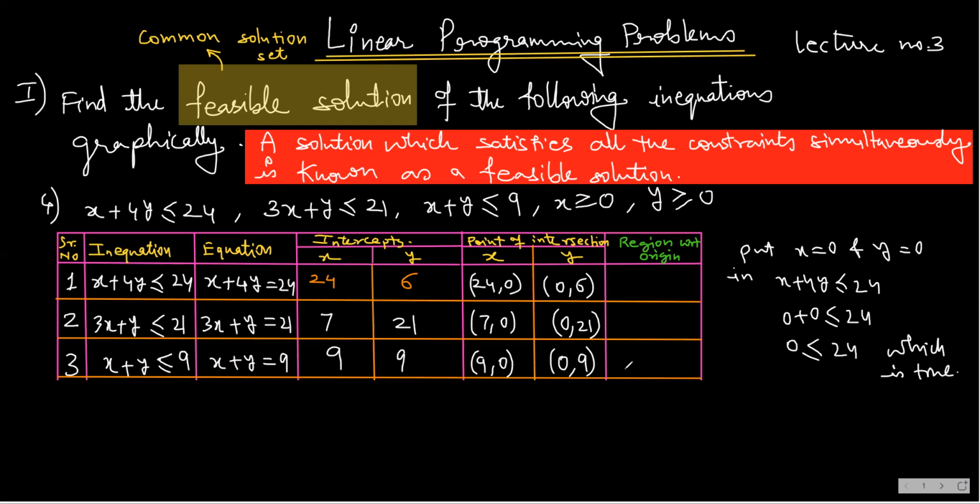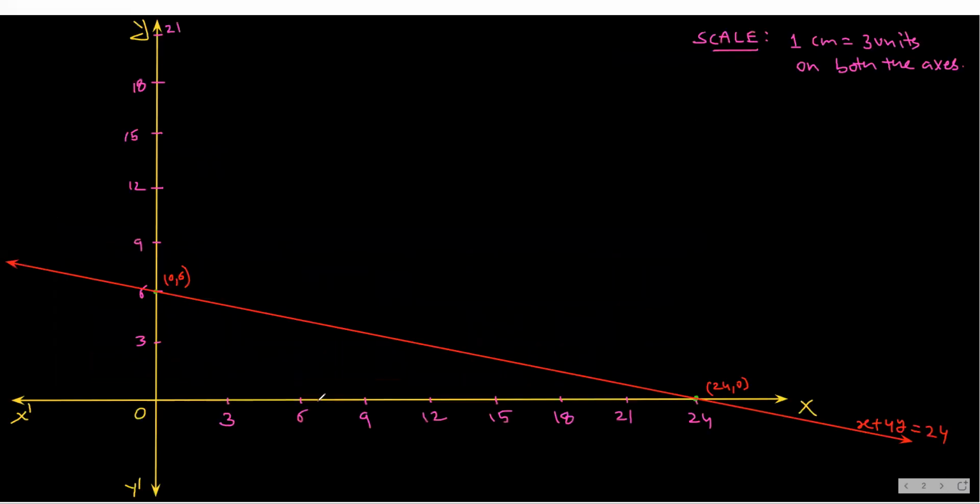It means that the coordinates of the origin satisfy this inequation. It means the solution set represented by this inequation contains the origin. So the solution set will be on the origin side of this line.